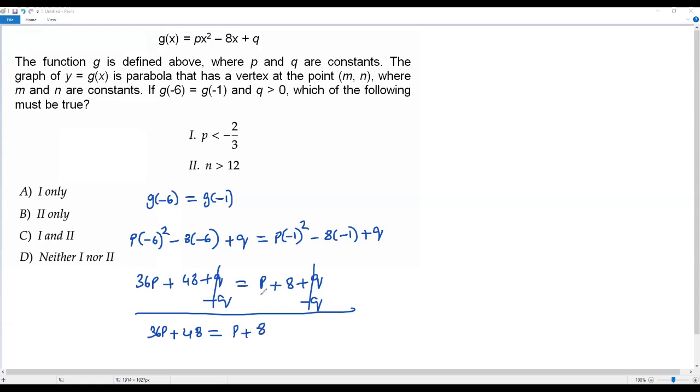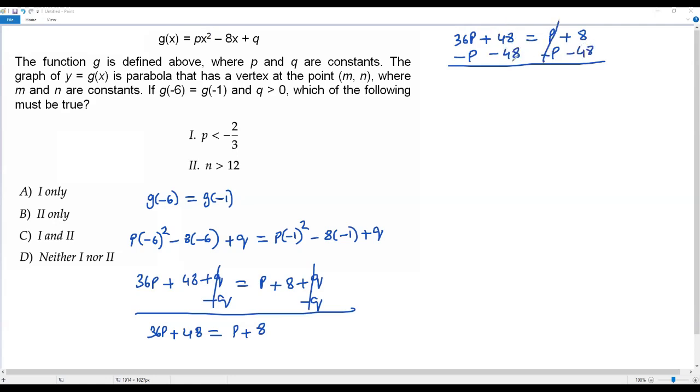Now I got the equation only in terms of the constant p. Now we can solve for p in this equation. Here the constant p appears on both sides of the equation. If I want to solve for p, it has to appear on only one side. So let's get rid of the p on the right side. For that, I have to subtract p from both sides. So 36p plus 48 equals p plus 8. Now let me subtract p from both sides. And also to isolate p on the left side, I have to get rid of this positive 48. For that, I subtract 48 from both sides.